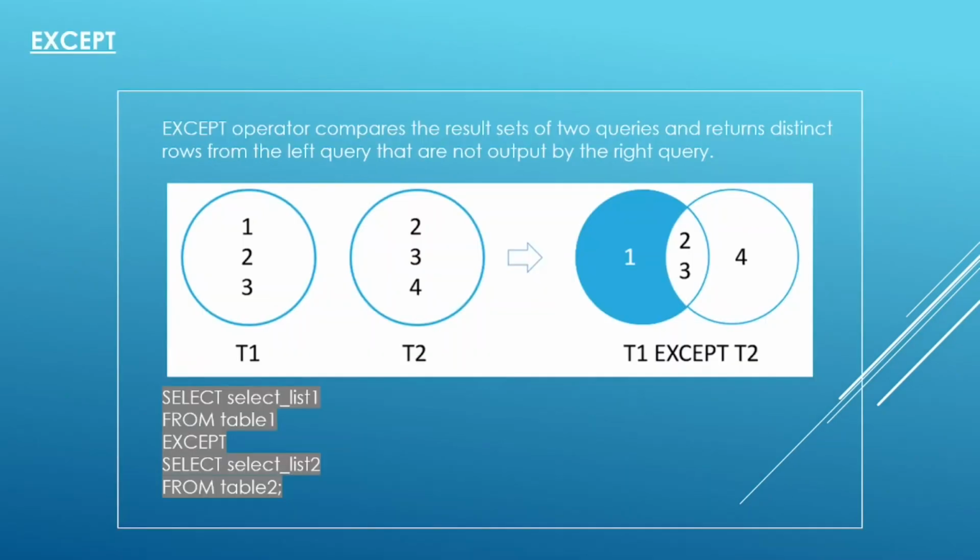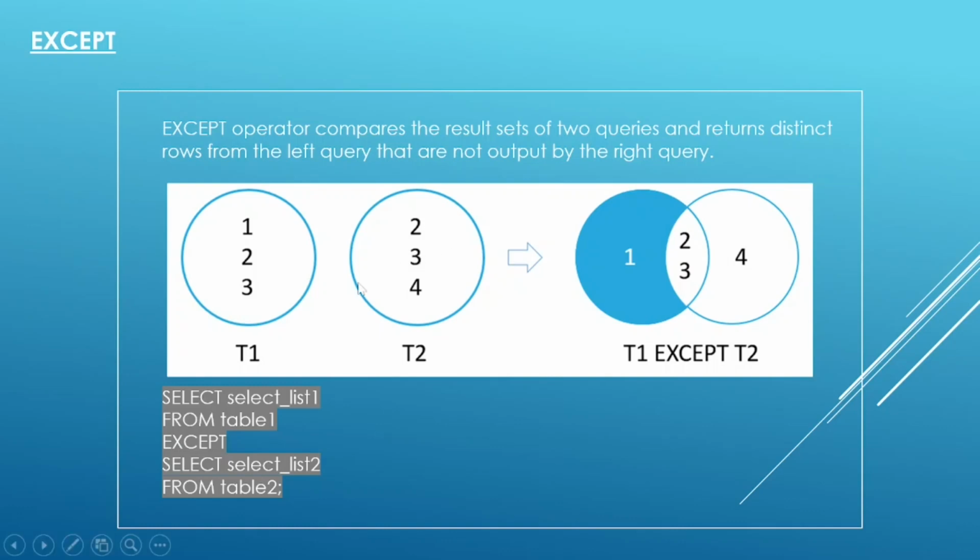Today we are going to learn about the EXCEPT statement. What the EXCEPT operator does is it compares the result sets of two queries and returns the distinct rows only from the left table or left query that are not output by the right query.